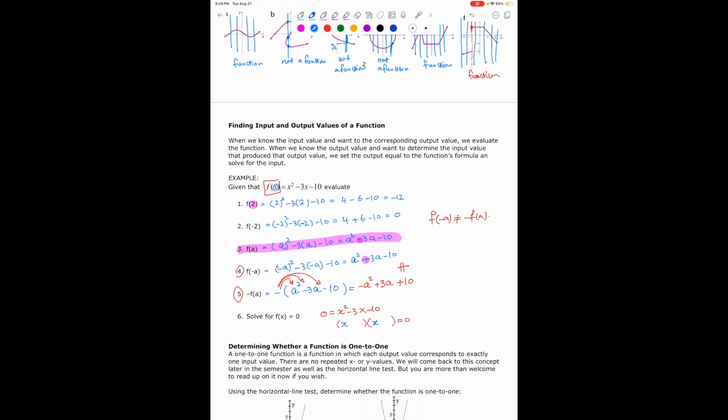We need two numbers. Their product is negative 10. Their sum is negative 3. That is negative 5 and positive 2. And now we solve each factor. So we make x plus 2 equals 0 and solve. We make x minus 5 equals 0 and solve. We get x equals negative 2 and x equals 5. So that would be your final answer.